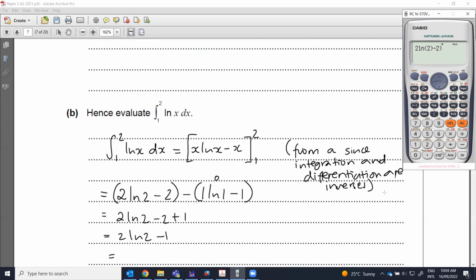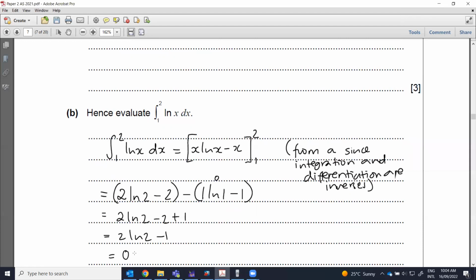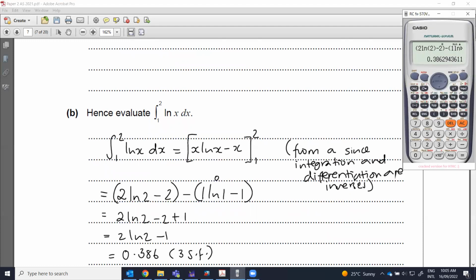And brackets there. The brackets that I just put in now are not really necessary, but I want to try and be consistent in what I write here and what I type there. So this second pair of brackets is essential. So it's 1 ln of 1, close your brackets, then minus 1. Okay, so this is 0.386, and I'm leaving this to 3 figures because those are the instructions on the paper.